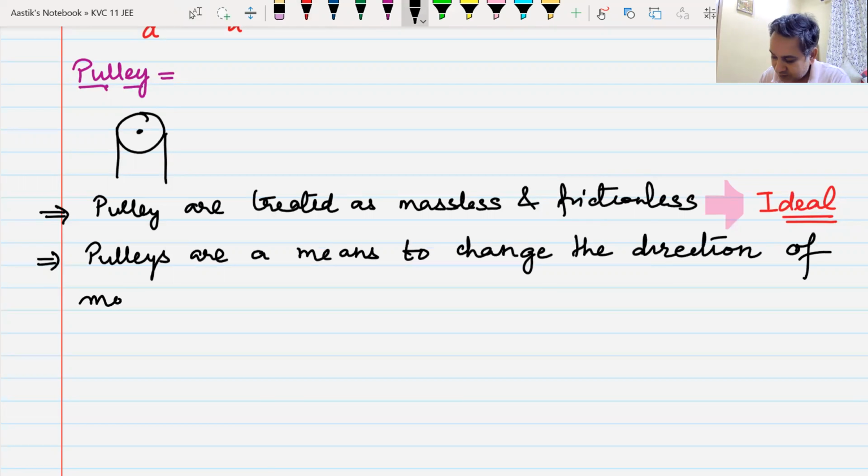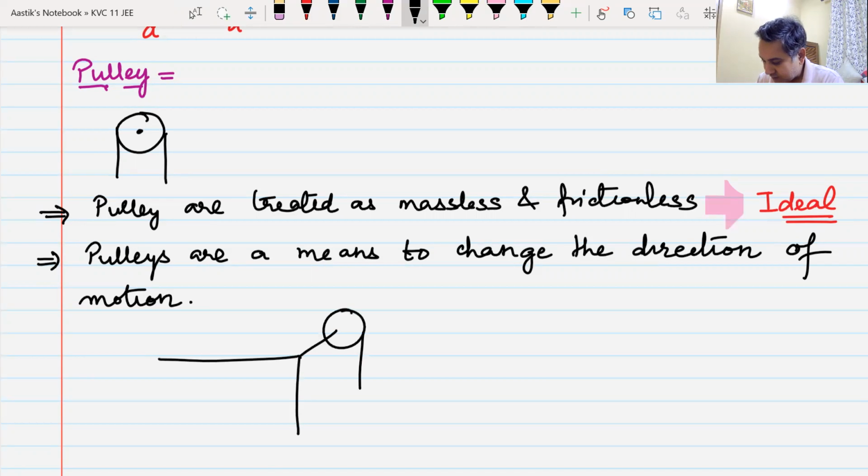Pulleys are means to change the direction of motion. That is the only reason that I would use pulleys. How can I change the direction of motion using a pulley? Two blocks attached to each other will always move in the same direction. But if I want to make them move in a different direction, I would use a pulley.